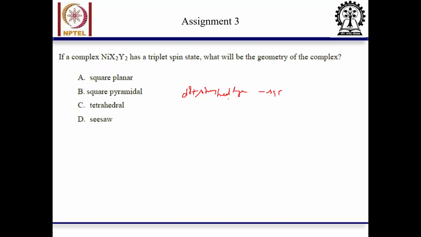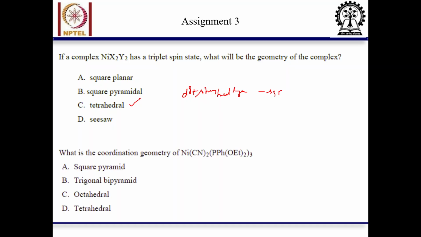But here NiX2Y2 has a triplet spin state. So the correct answer is C, tetrahedral. Right? It will form the tetrahedral. I will discuss, once we discuss crystal field theory, why NiX2Y2 will be tetrahedral. Okay, so I will go to the next question.